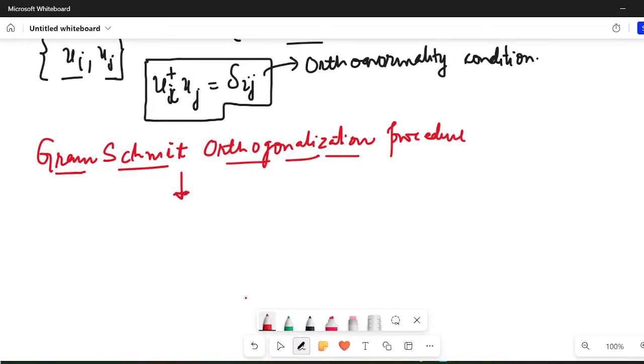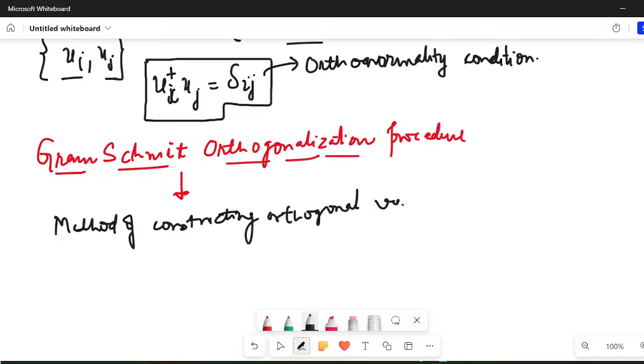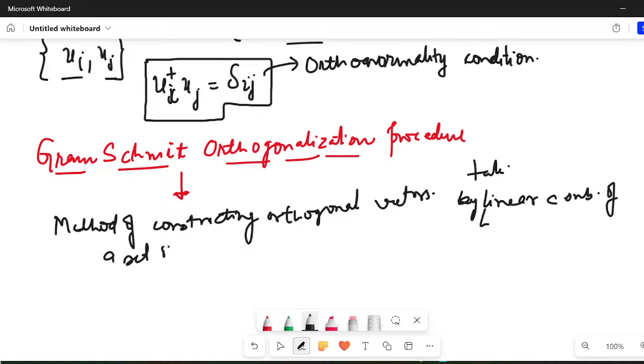What is this procedure all about? This procedure is all about constructing orthogonal vectors by taking a linear combination of a set of orthogonal vectors. So what do I want to say?